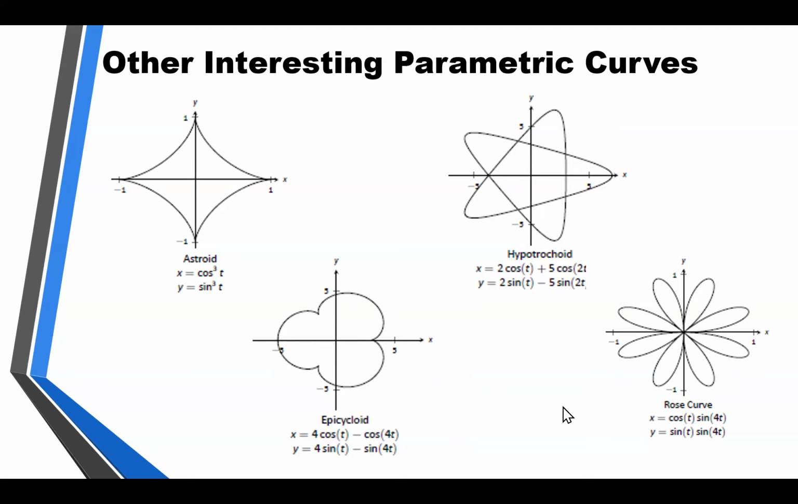And in parametrics, we can graph that by going cosine of t times sine of 4t as my x value, and sine of t times sine of 4t as my y value. So you get lots of interesting parametric curves if we combine parametrics with trig functions. And these are obviously not the only ones. These are ones that are listed in our book, but not the only ones where we have interesting parametric curves.